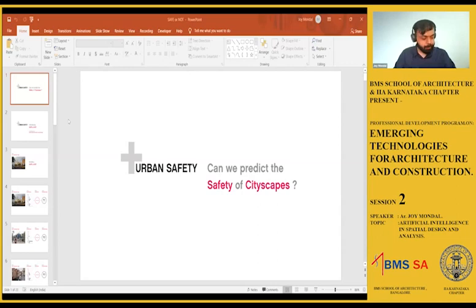Right. The last one is a website that we're developing, which is going to be called Safe or Not. Our aim is to take it to different municipal corporations to run safety audits of the major Indian cities. The question is, can we predict the safety of cityscapes?